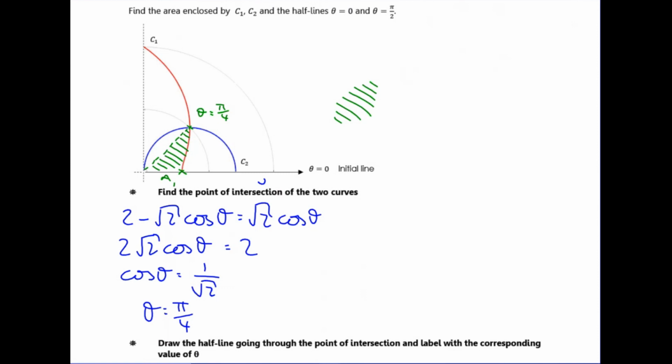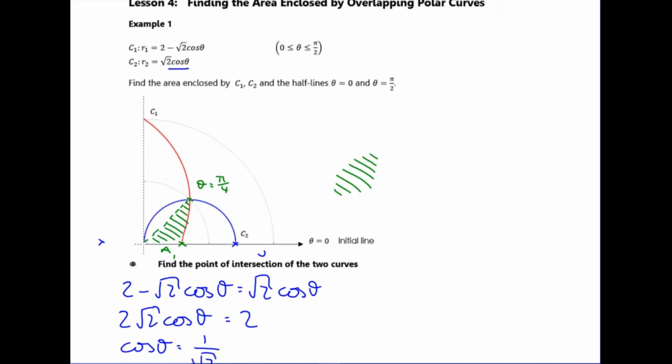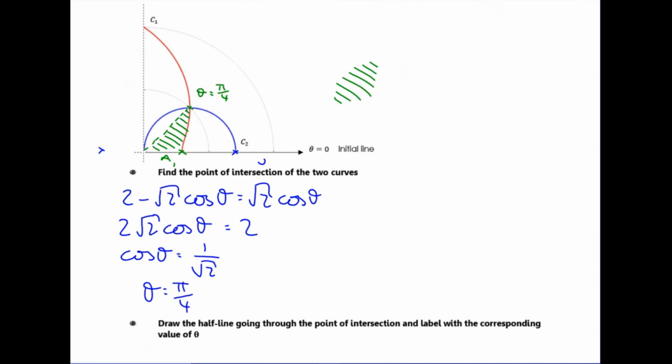Now for C2, I need to know which way around C2 goes. Does it start here and go around to the left, or does it start here and go around to the right? Because if it started here and went around to the right, it would be fine. But it doesn't. It starts over here, because if you sub theta equals 0 into here, you get √2. And as you increase theta onto pi over 4, you get up there.